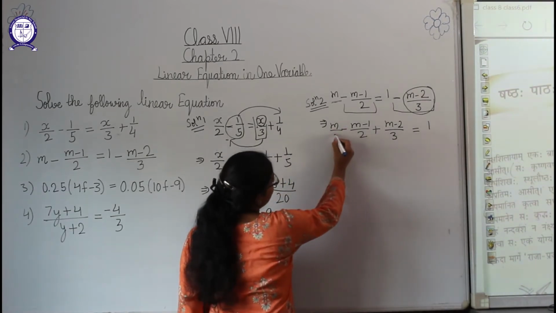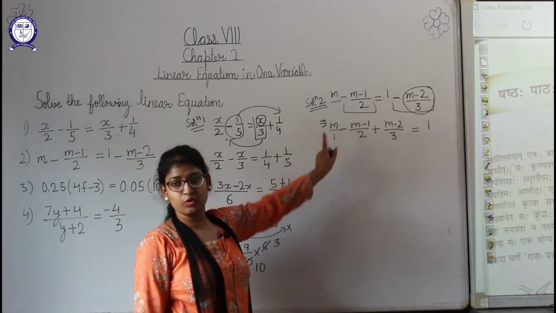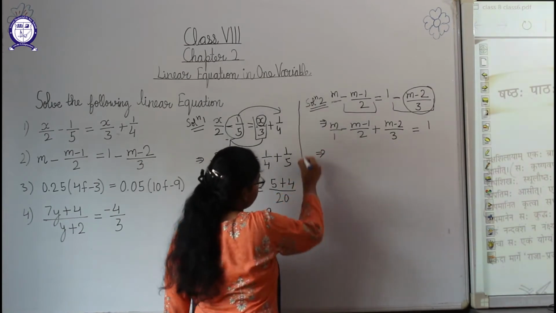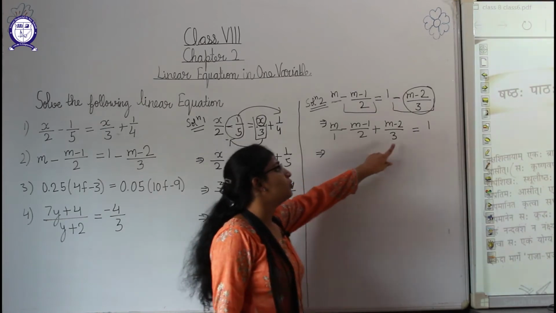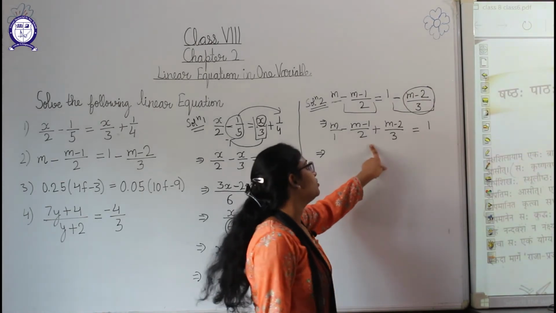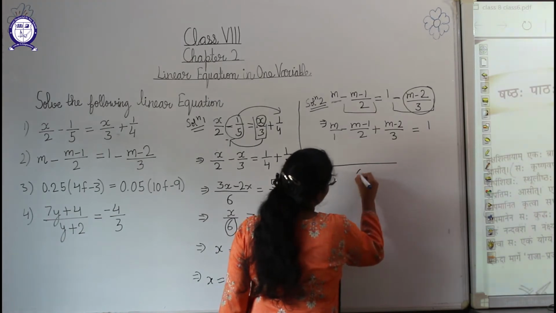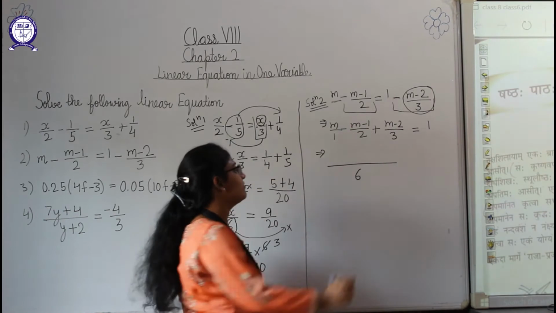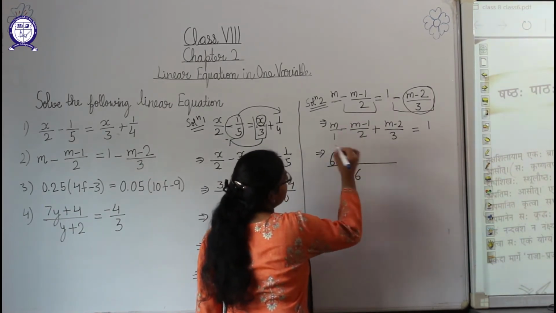Here m divided by 1 can be taken, because the denominator is not here, so we can put 1 here. Now here are 1, 2 and 3. These are the denominators. It means we have to take the LCM. The LCM of 1, 2 and 3 will be 6. Now 6 divided by 1 will be 6, and 6 into m will be 6m. Minus sign is here, so we will put minus sign.